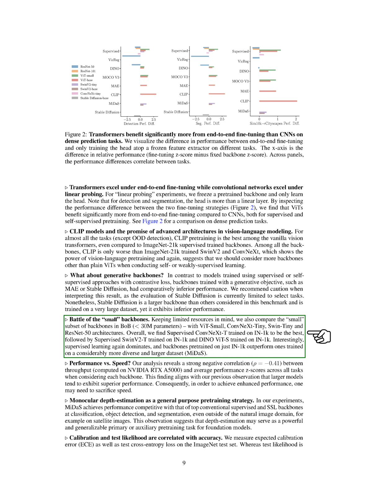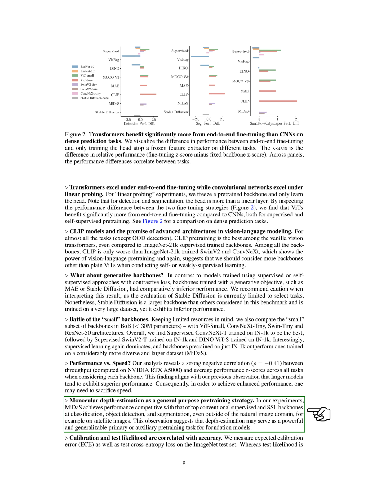When we compared smaller models, we found that supervised ConvNeXt trained on IN1K performed the best, followed by supervised SWIN V2-T trained on IN1K and DINO ViT-S trained on IN1K. In terms of performance versus speed, we found a strong negative correlation. This means that larger models tend to perform better, but they are also slower. We also found that depth estimation may serve as a powerful and generalizable pre-training task for foundation models.